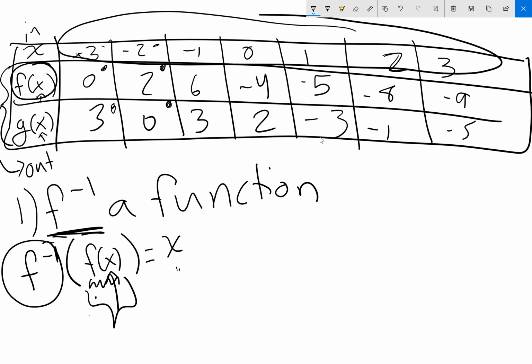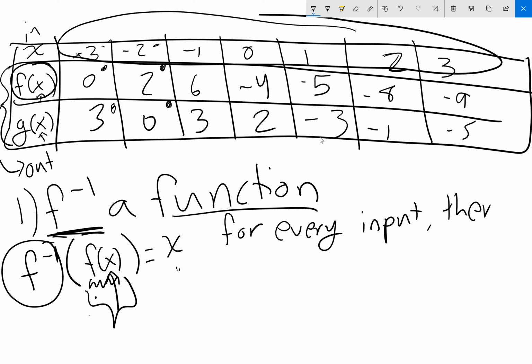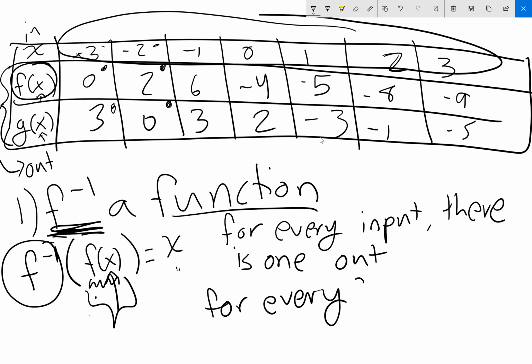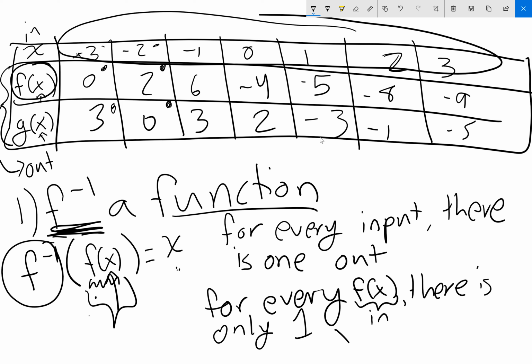So the idea is for it to be a function, for every input, there is one output. So for f inverse to be a function, that means for every f of x, because that's our input, there is only one x. So let's see.